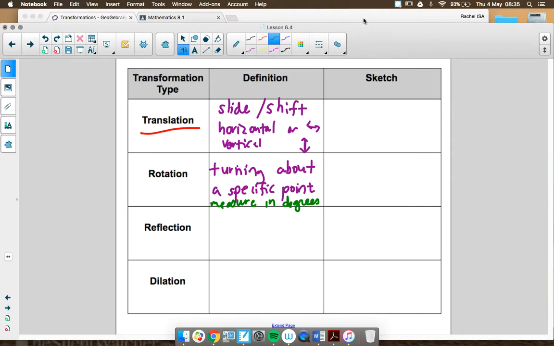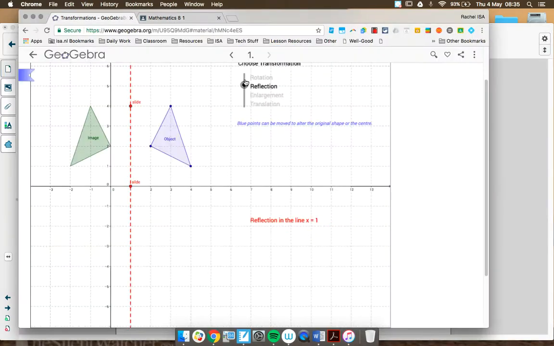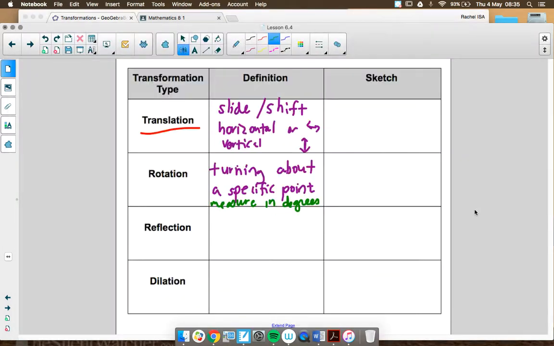Okay, and now a reflection. So a reflection is similar to a mirror, right? You have some object in blue, and it's being reflected across a certain line. Okay, so on your notes, make sure that you write it's a mirror or a flip. Some teachers will call it mirror, some teachers call it flip, and it's over a certain line.